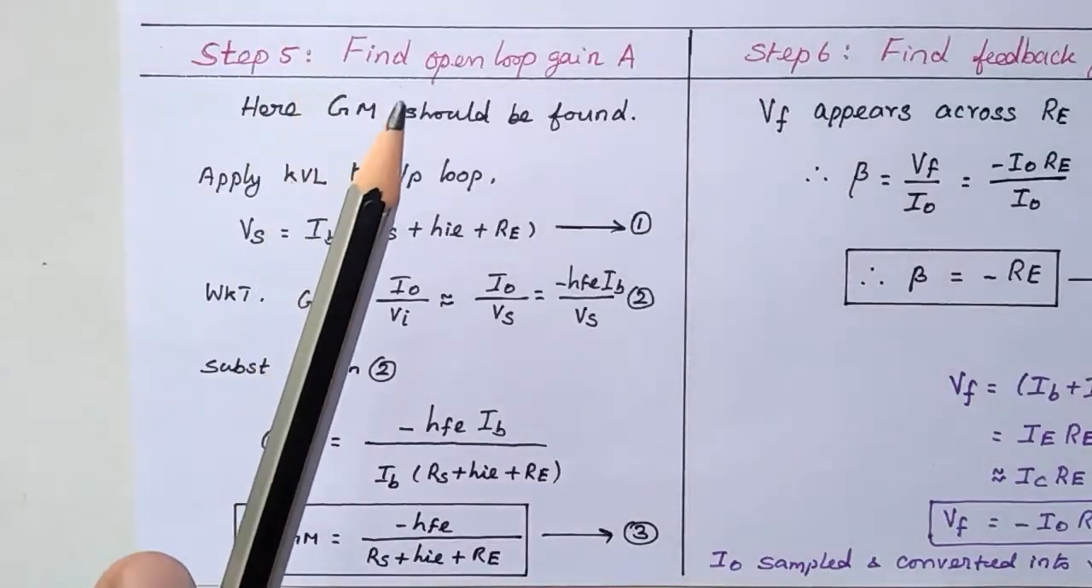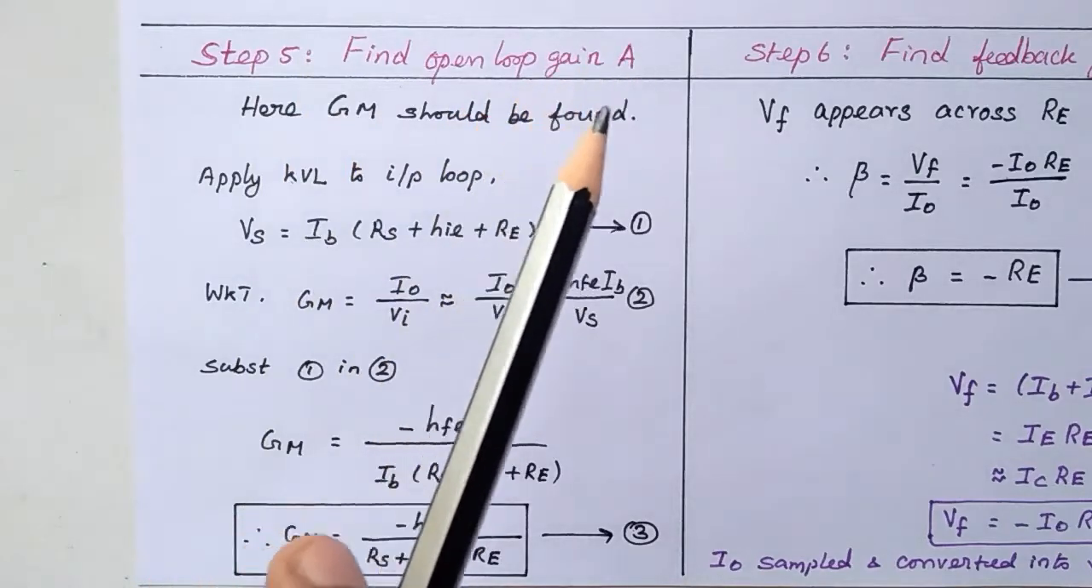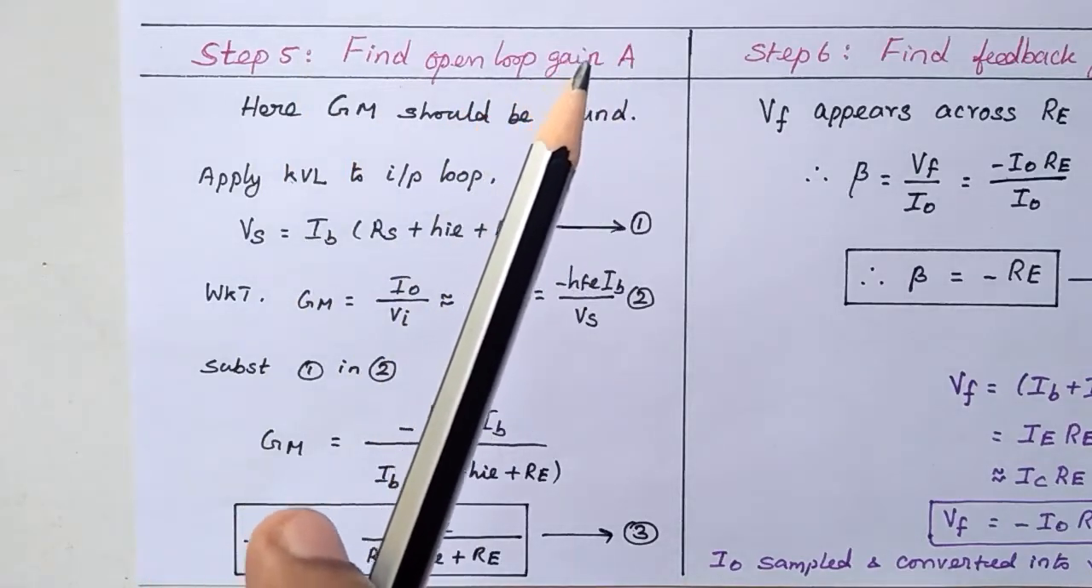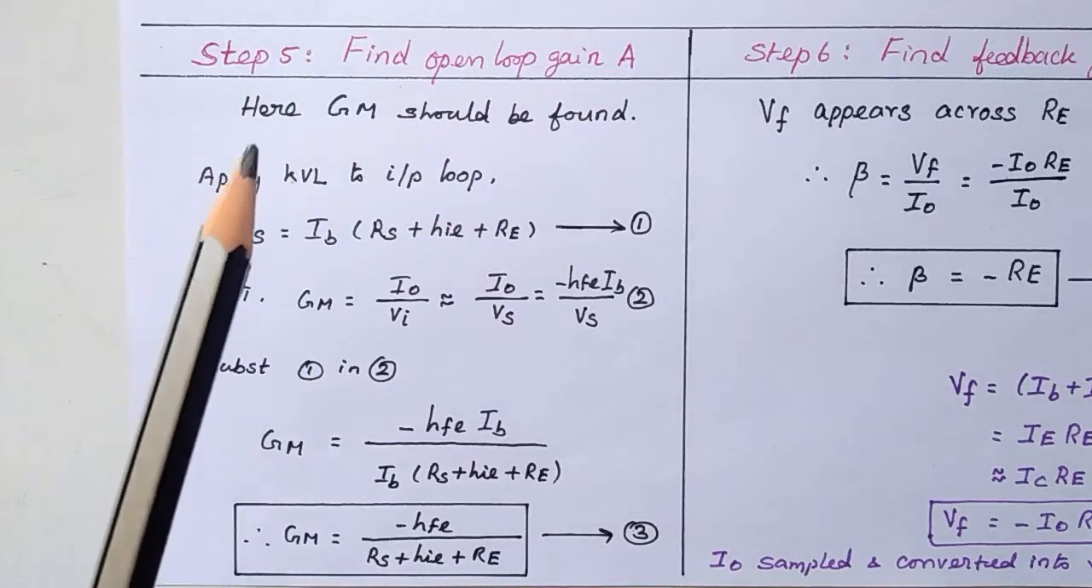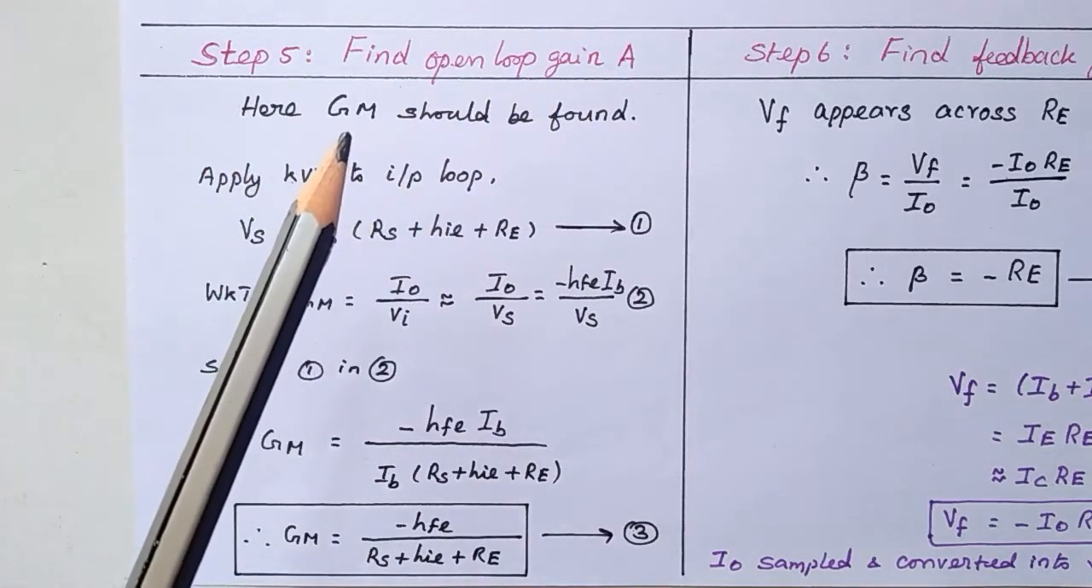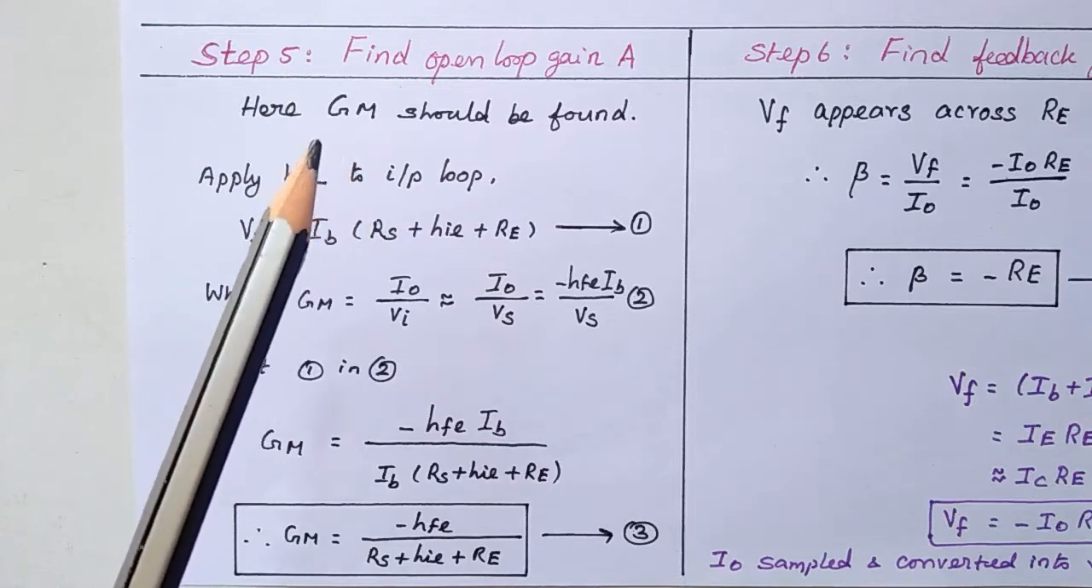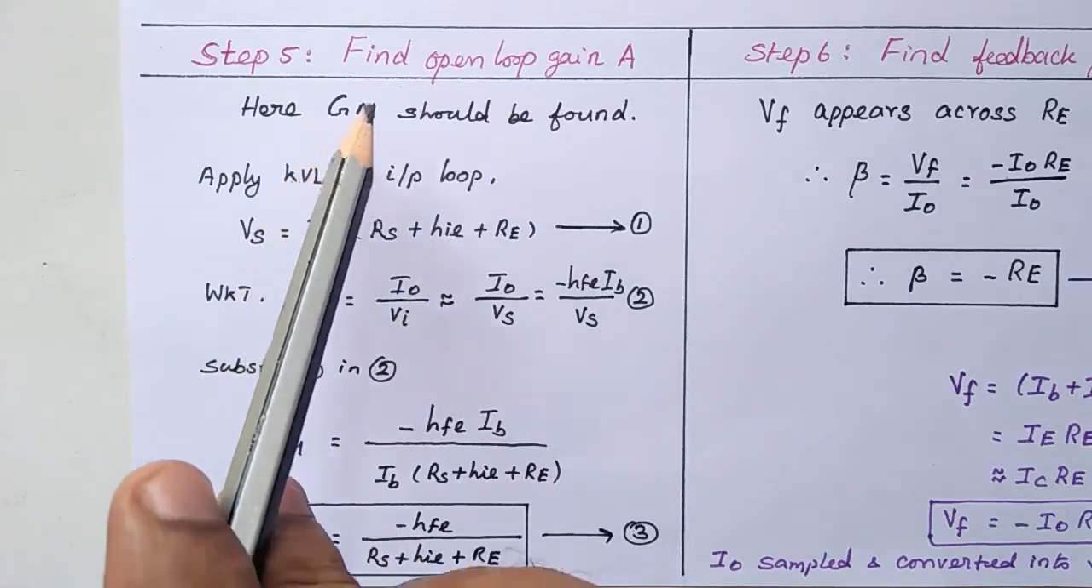In step 5 we need to find the open loop gain, so the gain without feedback we have to find. In this circuit we are using a transconductance amplifier. The basic amplifier is a transconductance amplifier. Hence we have to find the gain in terms of GM.